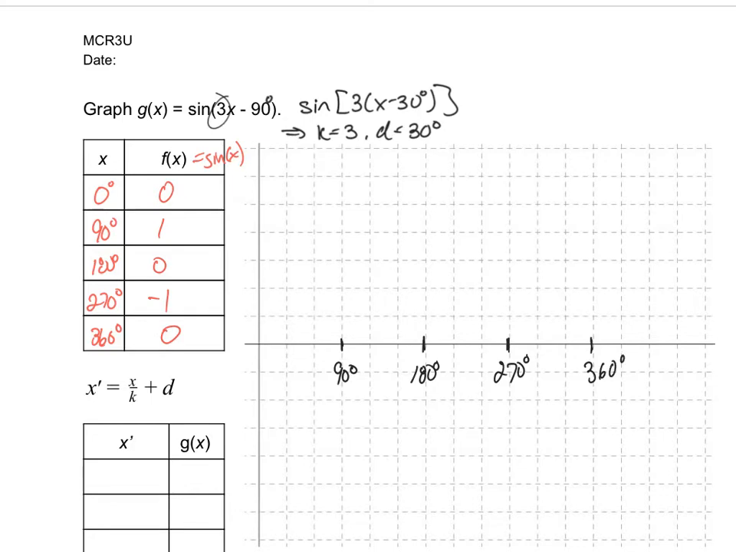So in this case, because we don't have any vertical transformations, I'm just going to increase our y scale a little bit so that every 2 lines is 1. Just so we get a better view of what's happening with this graph. So let's go off and plot our parent. So 0, 0; 90, 1; 180, 0; 270, -1; and 360, 0, and connect them with a nice smooth curve. So it looks something like that. And that's f of x.